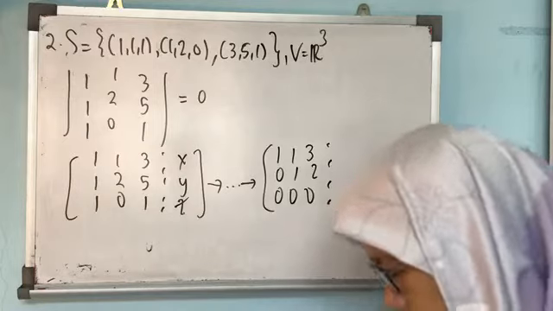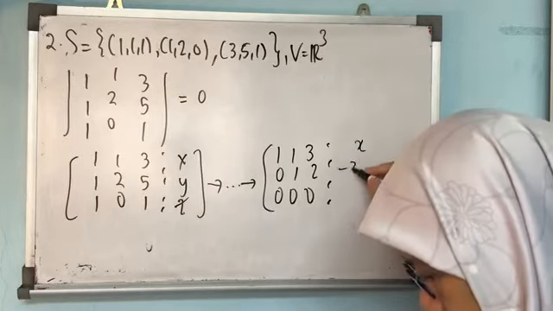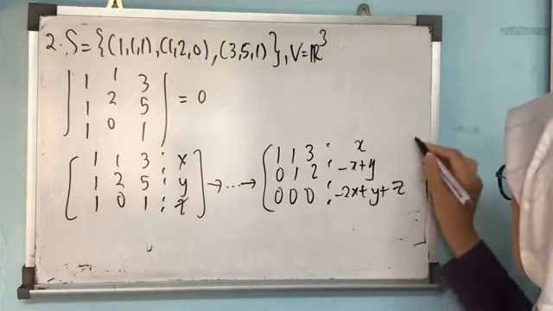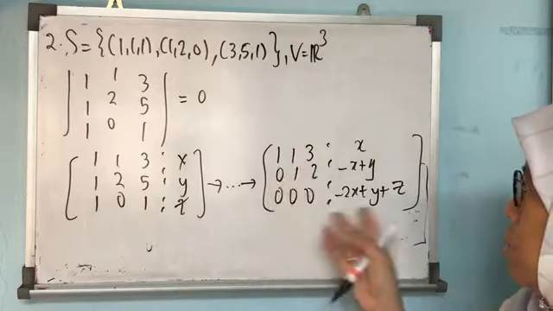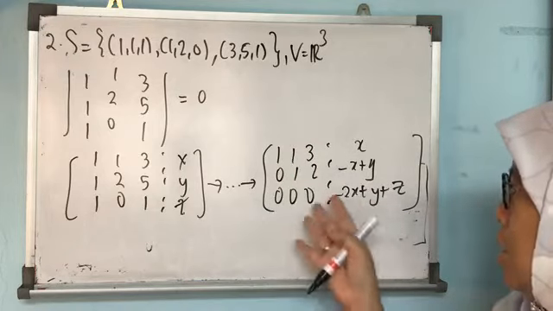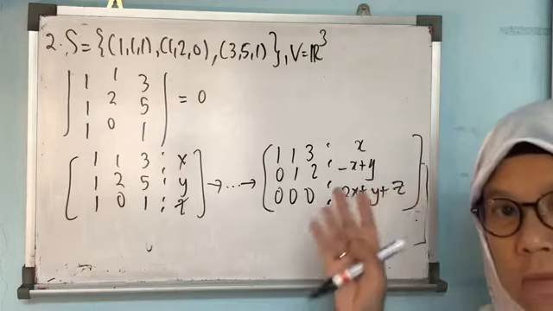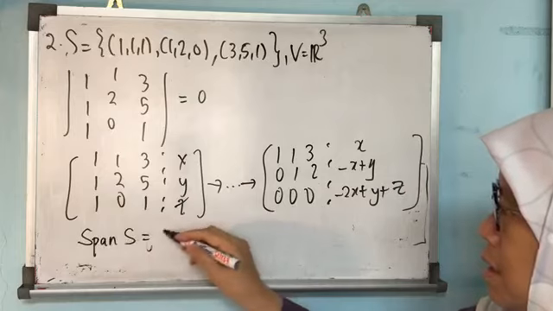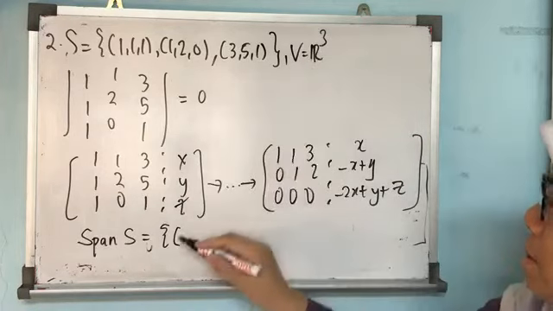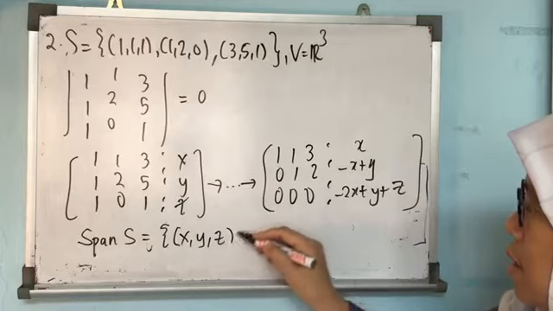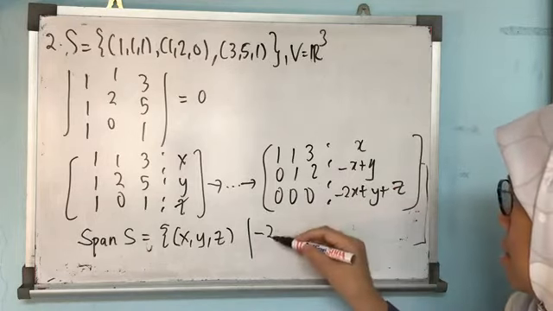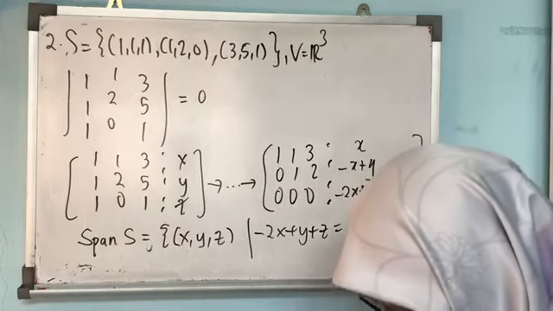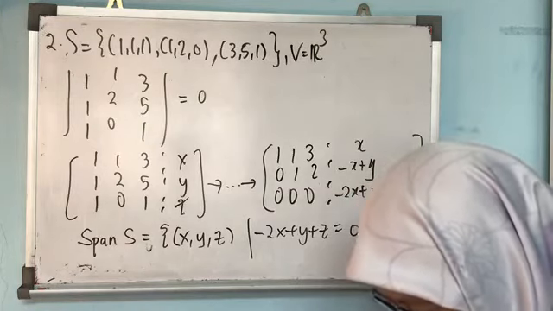Okay, row echelon form. You will see the rank is 2, the rank is 3. So this is inconsistent. So S does not span V. But what is span S? Span of S is the set of X, Y, Z, just take this equal to 0. So this is also a plane.